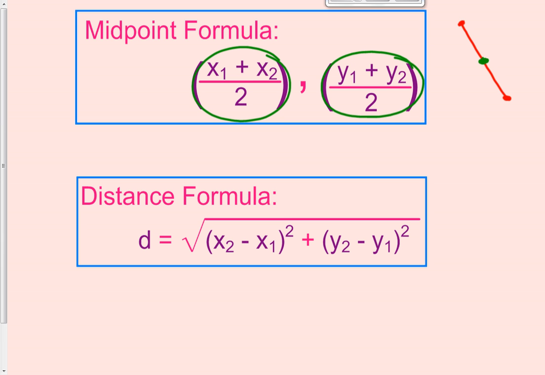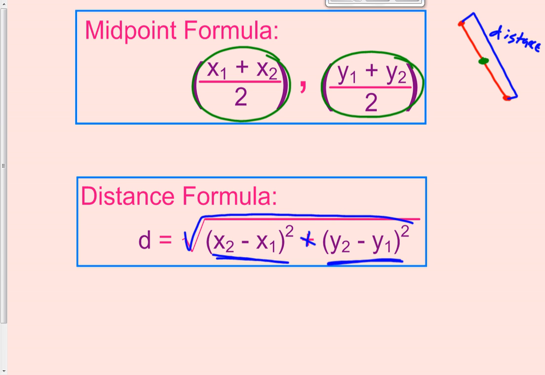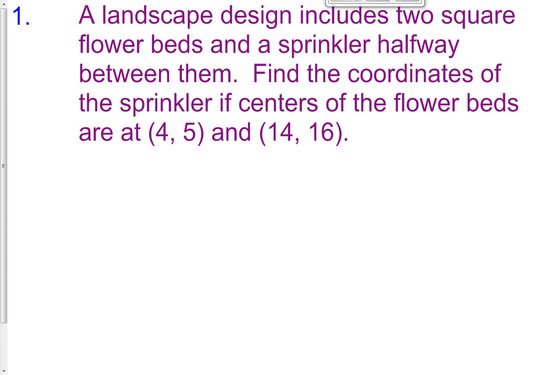Now to find the distance of a segment, that's obviously different. It's the distance from one endpoint to the other. The way you do that is you subtract the x's and square them. Subtract the y values, square them, add those two values together, and at the end, take the square root. So those are our two formulas that are going to get us through a lot of our problems for today's assignment. So here's our first problem.